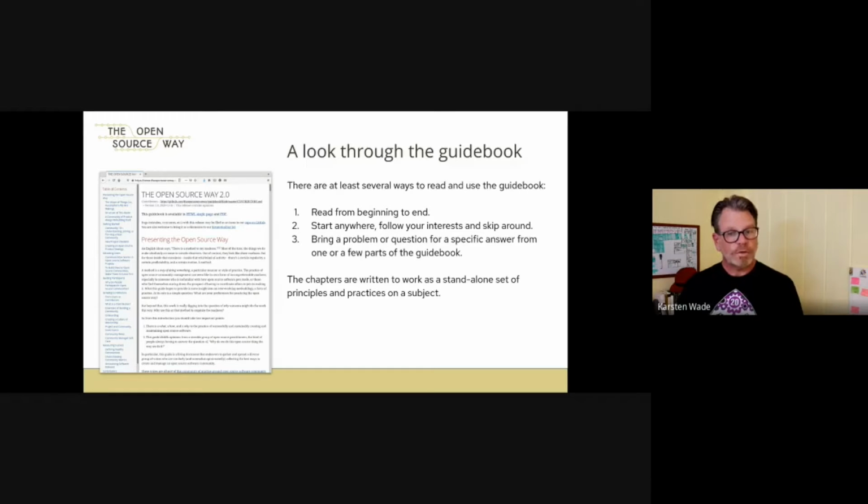So the chapters are written to work as a standalone set of principles and practices on a subject. For the most part, no chapter is a prerequisite to understanding any other chapter. We made this stylistic choice as a way to provide the most value to the reader without spending 6 more months polishing the chapters so that they would work together smoothly and perfectly.